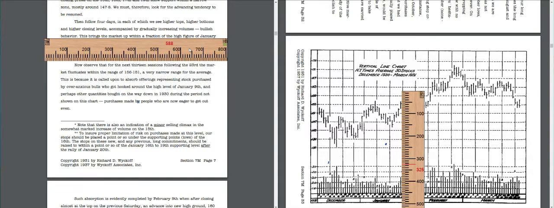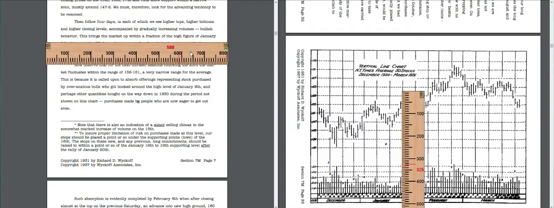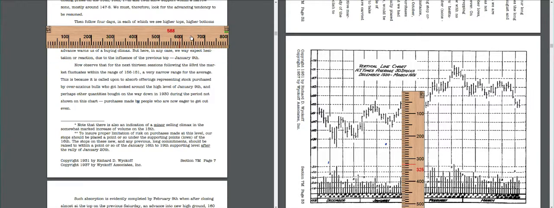Why? Because buyers are chasing higher prices. What does that mean? It means that it's bullish behavior. Why? Because they're willing to buy at more expensive prices. There's no lack of demand. There's no lessening of demand. In fact, there's increasing demand.